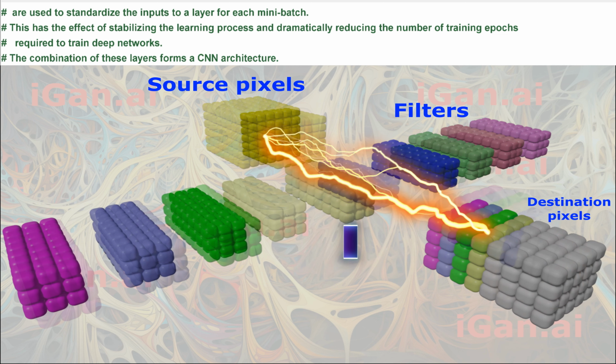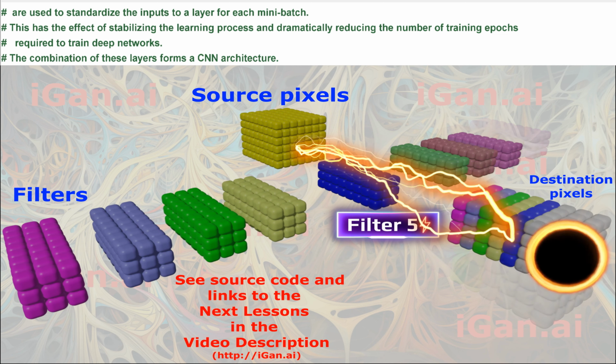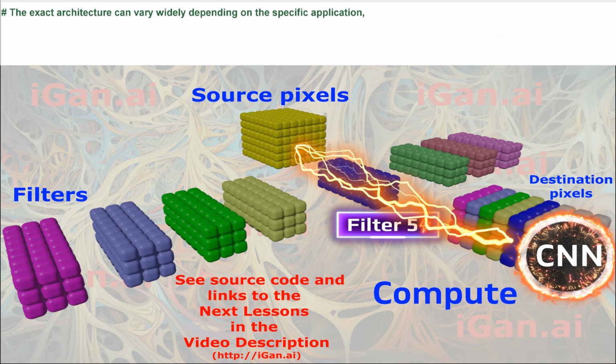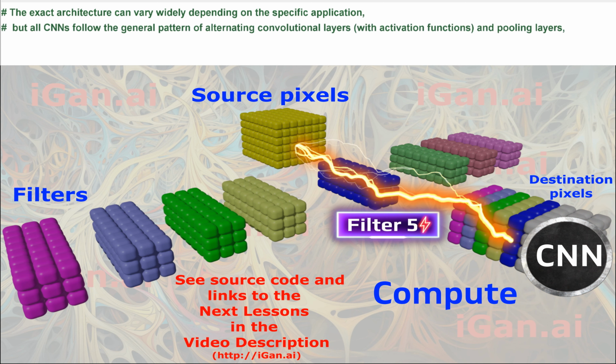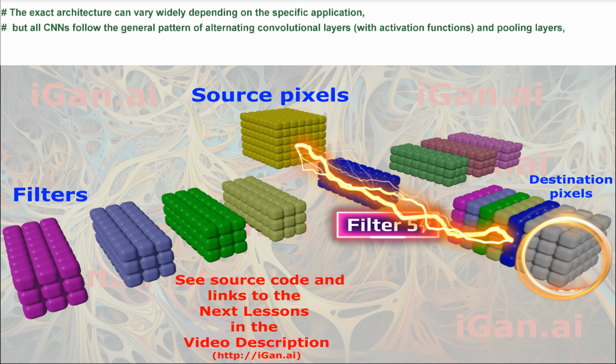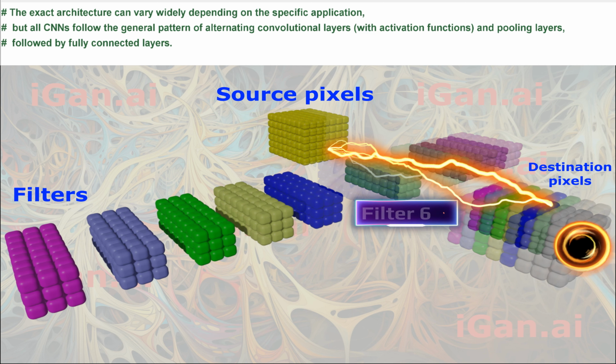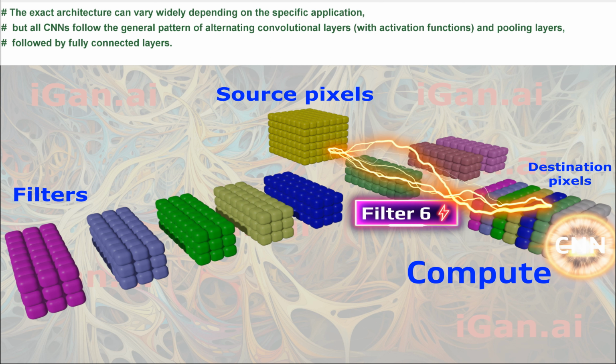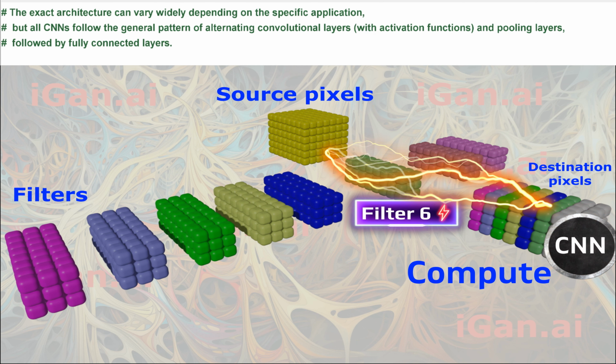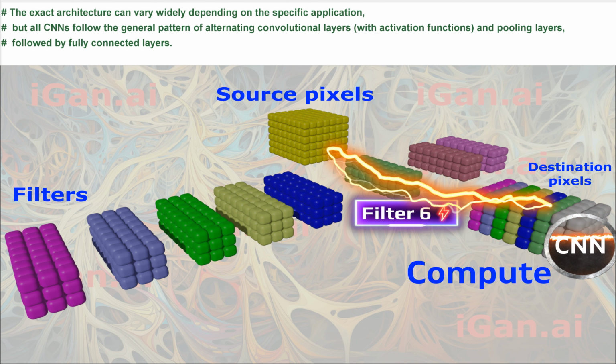The combination of these layers forms a CNN architecture. The exact architecture can vary widely depending on the specific application. But all CNNs follow the general pattern of alternating convolutional layers, with activation functions and pooling layers, followed by fully connected layers.